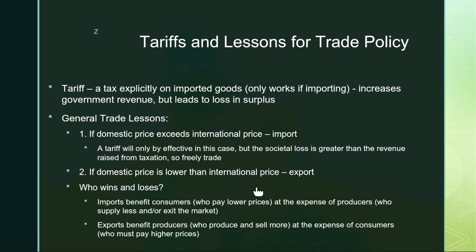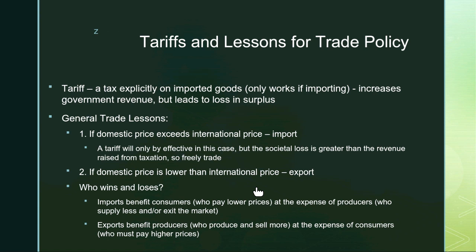Importing is a benefit to consumers, who pay lower prices, at the expense of producers who supply less and or exit the market. As a classic example, steelworkers in the Midwest have been one of the groups really hit hard by the fact that the U.S. has shifted to importing steel from Japan and Germany, for example. However, the fact that the U.S. imports a lot of steel means that goods we use that use steel are much cheaper and sometimes much higher quality.